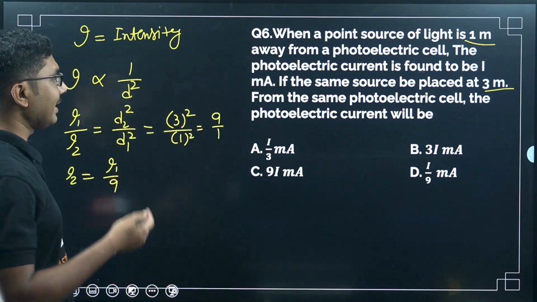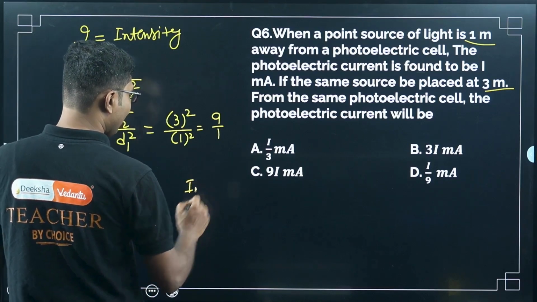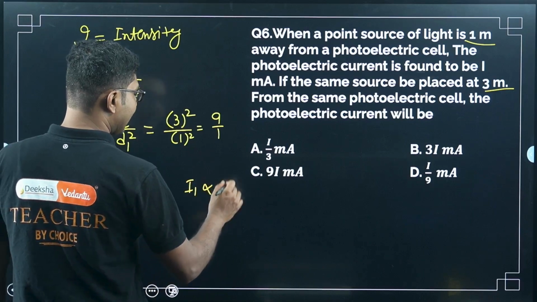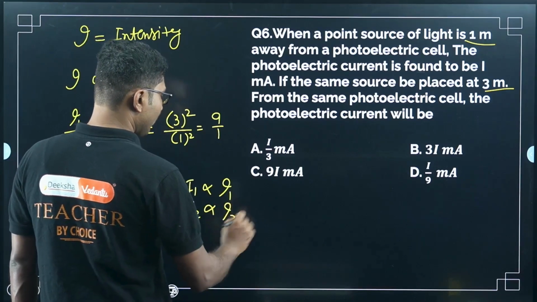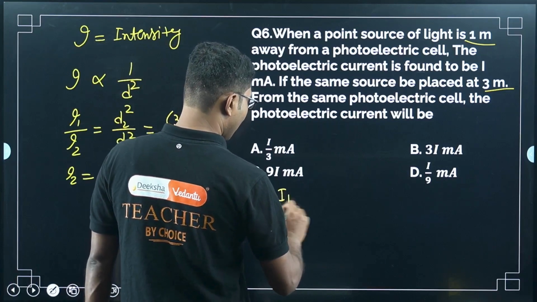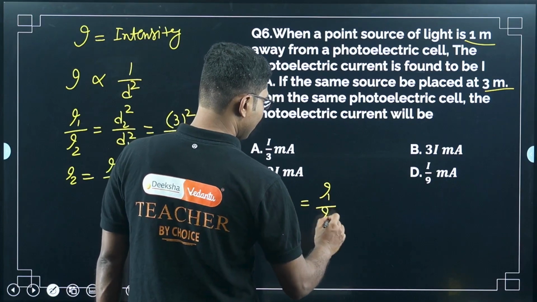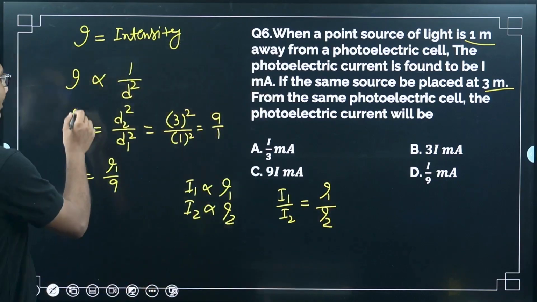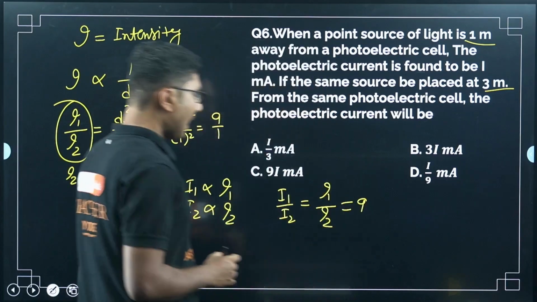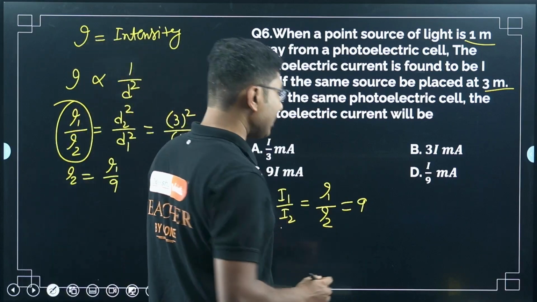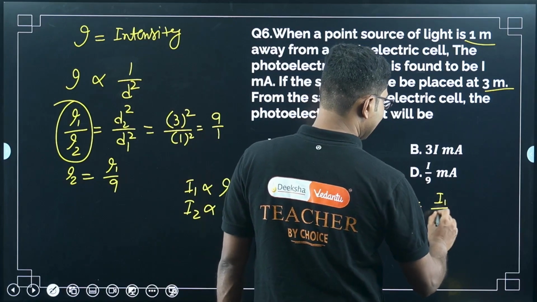Now saturation current depends directly on the intensity of light. Suppose the first current is I1. It is proportional to the intensity I1, right? Similarly, I2 will be proportional to I2. So we can write I1 by I2 as I1 by I2, as simple as that. Now I1 by I2, which you have already calculated, equals 9, and we are trying to find current I2. So I2 will be I1 by 9, right?